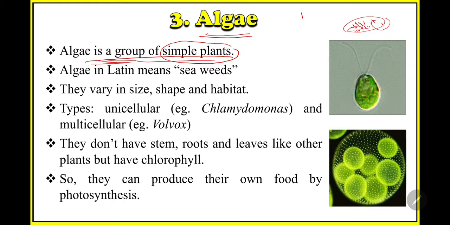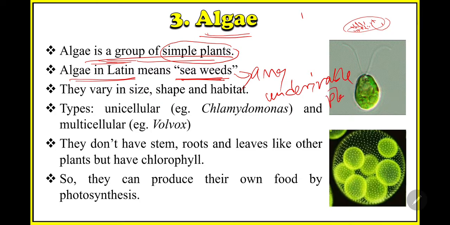Algae comes from a Latin word, and its Latin meaning is seaweed. What is weed? Any undesirable plant. In the previous chapter I told you, any undesirable plant is known as a weed. So these are the seaweed, that means the undesirable plant of the sea. They vary in size, shape and habitat. They can live in different places.